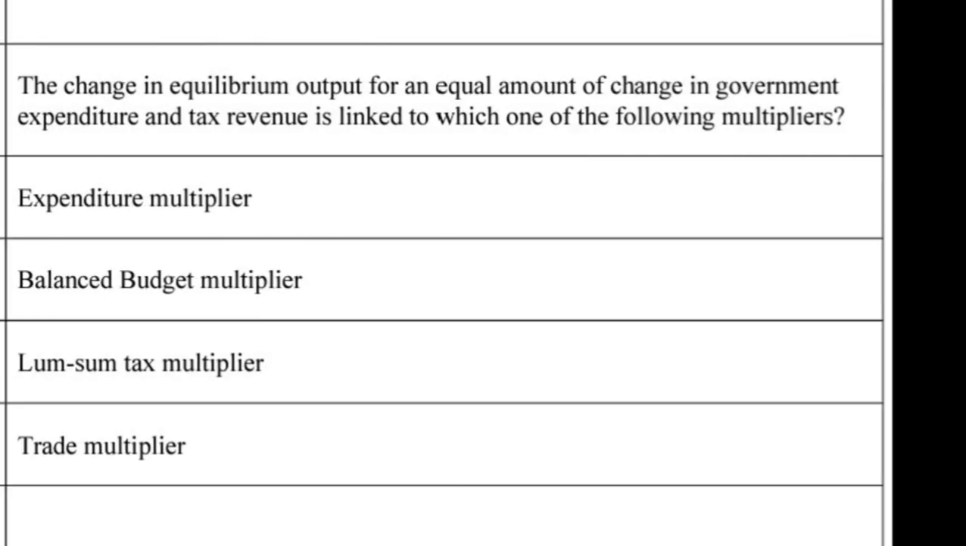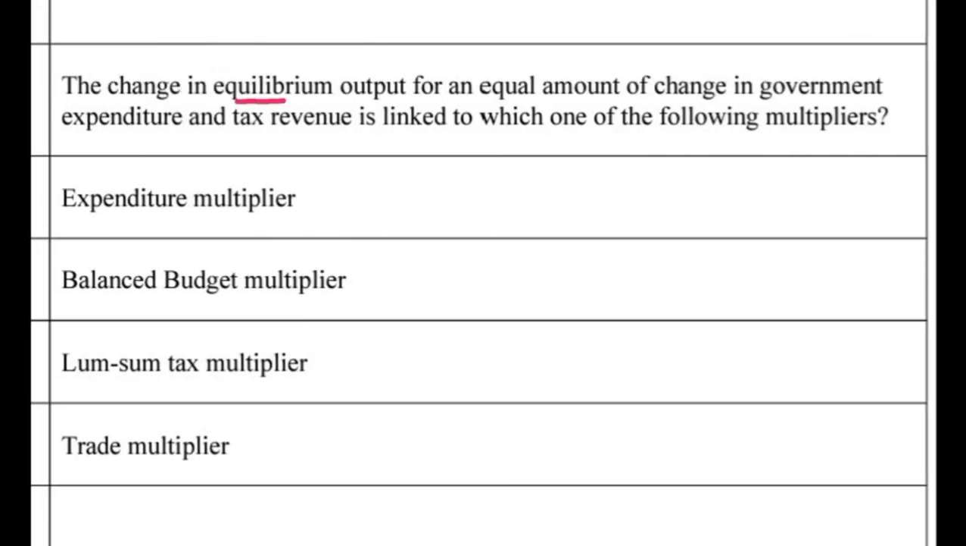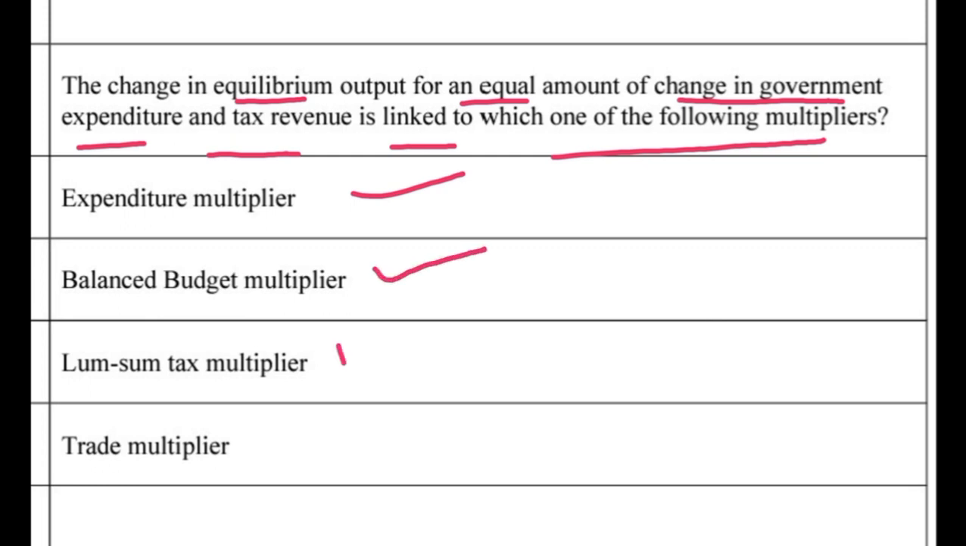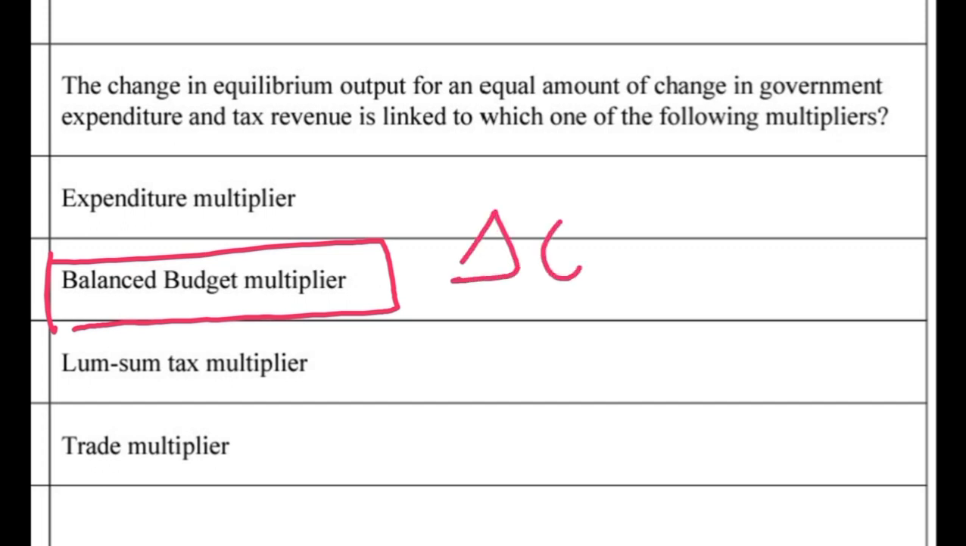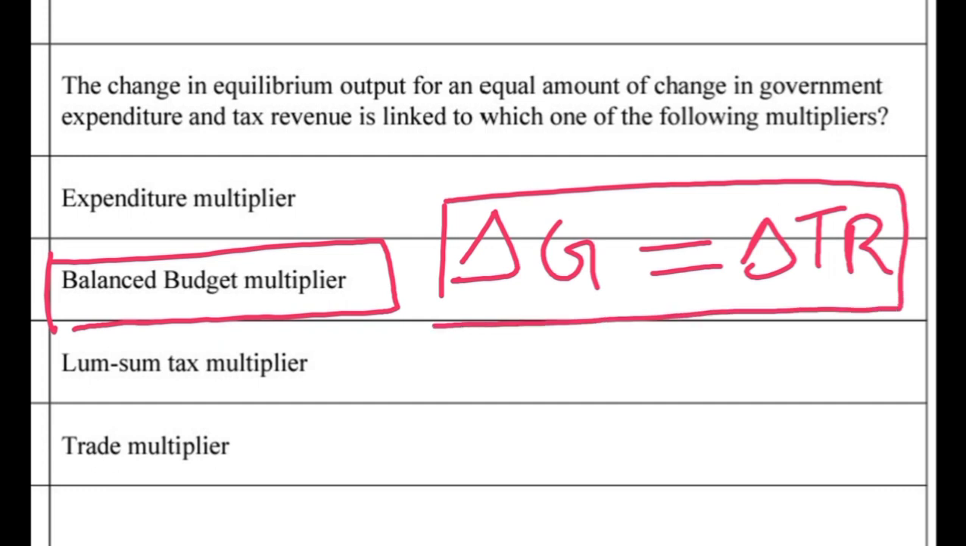Next question is like this. The change in equilibrium output for an equal amount of change in government expenditure and tax is linked to which of the following multipliers? So we have expenditure multiplier, balanced budget multiplier, lump sum multiplier, or tax multiplier. The correct option should be balanced budget multiplier. That means when our change in government expenditure is equal to change in tax revenue, at that time we have a balanced budget multiplier. So the correct option should be the balanced budget multiplier.